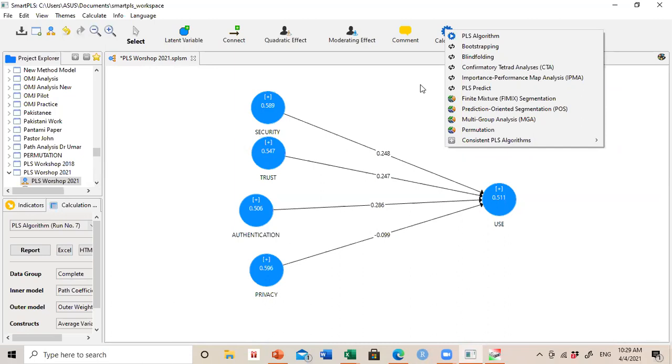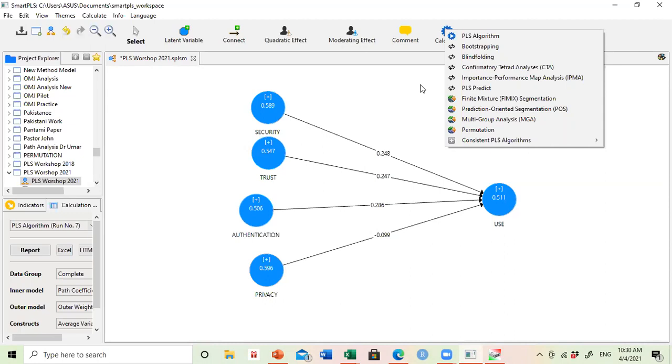Bootstrapping is not adding your data. It's not multiplying your data. It's not substituting your data. How should I put it? It's only picking your data at random and calculating it.